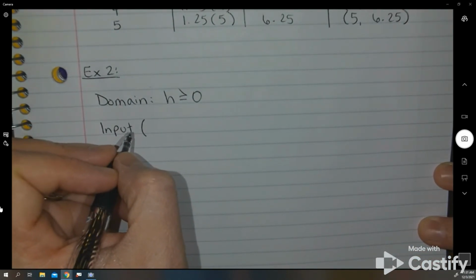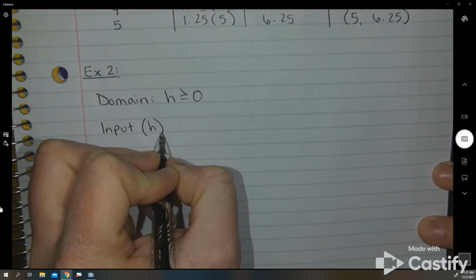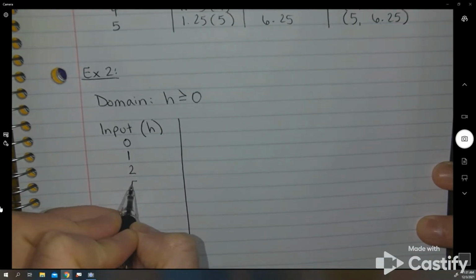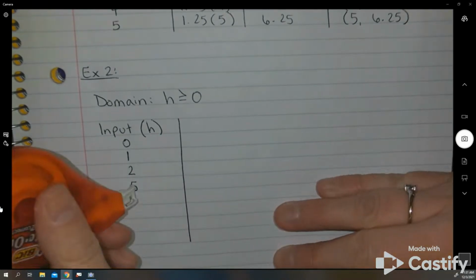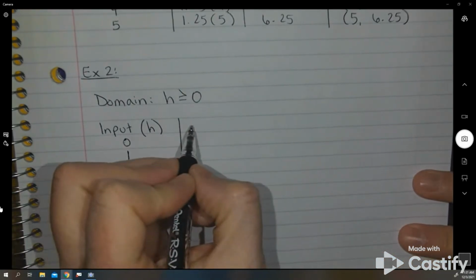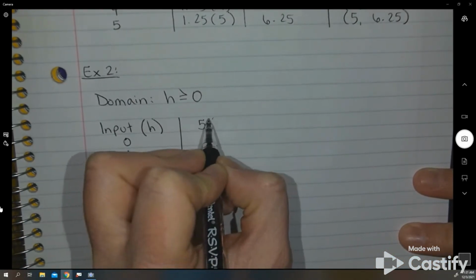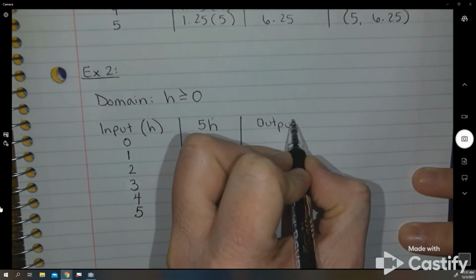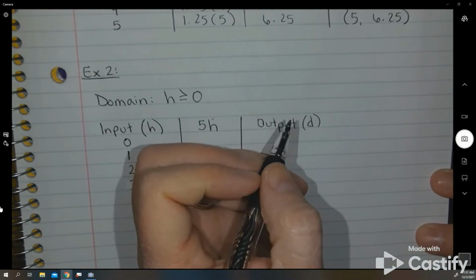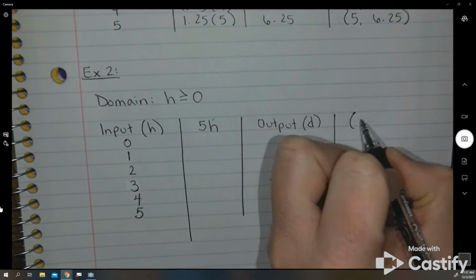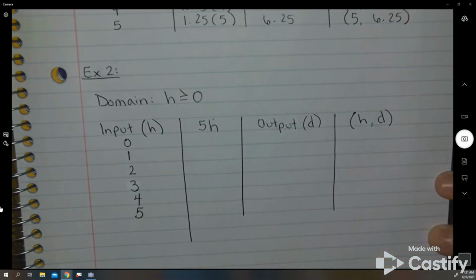So our input is the number of hours that are run. And I'm just going to choose the same numbers we used for our previous question. And then our rule, he's running 5 miles every hour, so 5 times h. Our output is the distance, that total distance that he runs. And then we've got our ordered pair. So in this case, we have our hours followed by our distance.